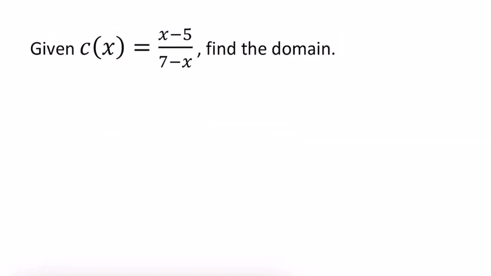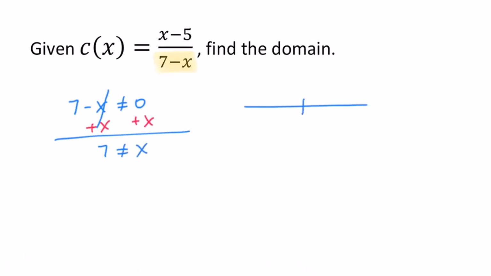Given c of x is equal to x minus 5 over 7 minus x, we want to find the domain. Again, check for two cases. The first one is a fraction. The second one is the square root. Here we have a fraction. So the denominator cannot equal 0 and solve. So 7 minus x cannot equal 0. We can add the x over. So here we have 7 cannot equal x.